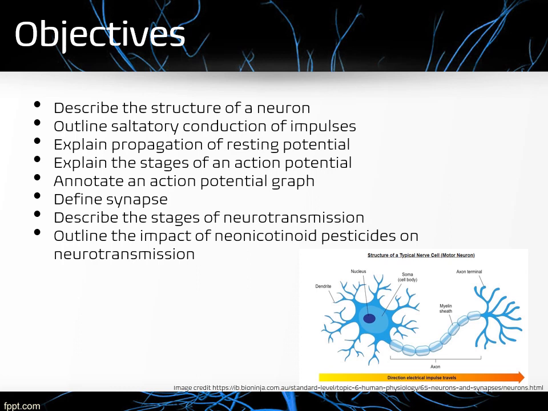So our objectives for today: we're going to describe the structure of a neuron, we're going to outline saltatory conduction of impulses, we're going to explain propagation of the resting potential, and then we're going to explain the stages of an action potential. We're going to annotate an action potential graph and then define that thing we call a synapse. We're going to describe the stages of neurotransmission and then outline the impact of these neonicotinoid pesticides on neurotransmission.